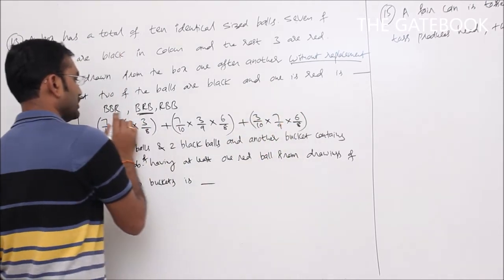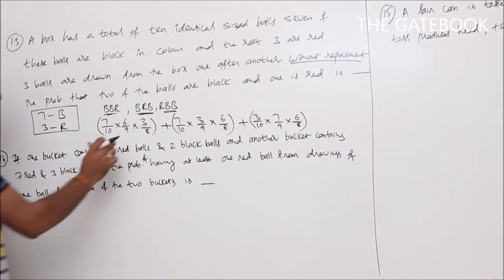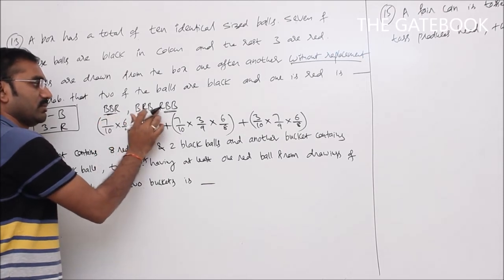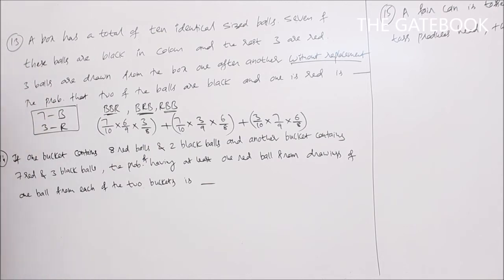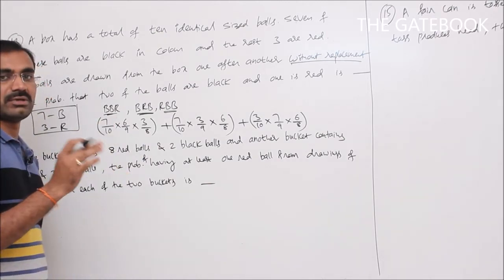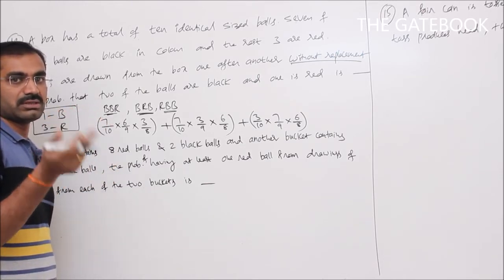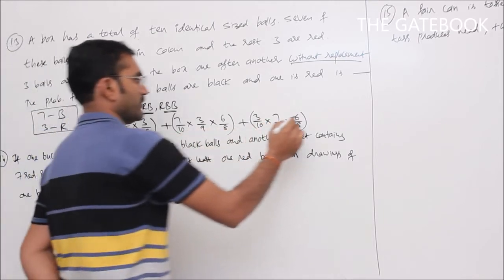All these three events are mutually exclusive. That's why I'm adding all these three. So getting BBR, BRB, RBB, all these three events are mutually exclusive. I said if A and B are mutually exclusive, P of A union B is equal to P of A plus P of B for two events. For three events, P of A union B union C is equal to P of A plus P of B plus P of C. So simplify this one.